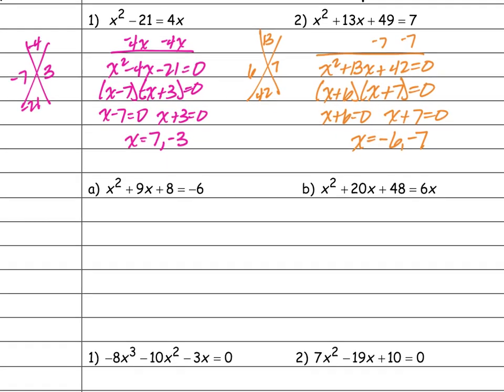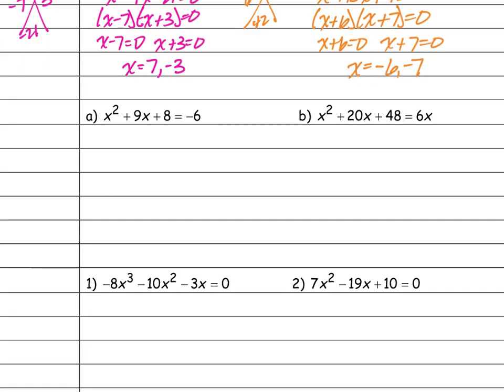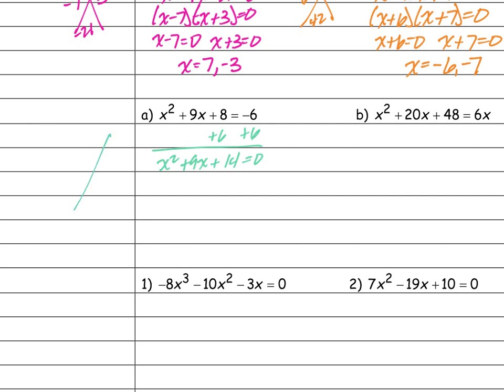Okay, so you guys' turn. I'm going to add 6 to both sides, and I get x squared plus 9x plus 14 equals 0. So I need two numbers that multiply to be 14 and add to be 9, and I'm pretty sure that's 7 and 2. So x plus 7 times x plus 2 equals 0. So either x plus 7 equals 0 or x plus 2 equals 0. So x is going to equal -7 or -2.